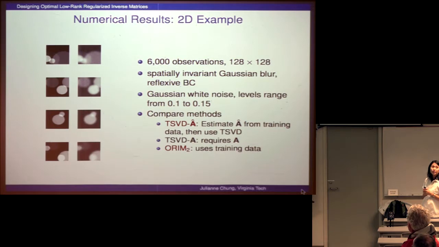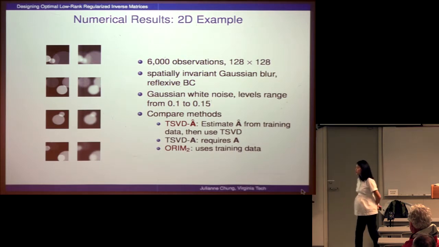Okay, so here's an example, a 2D image deblurring example. We took 6,000 images that we generated ourselves. Each of them was 128 by 128. We used a Gaussian blur, again, Gaussian white noise with different noise levels, and we compared 3 different methods.